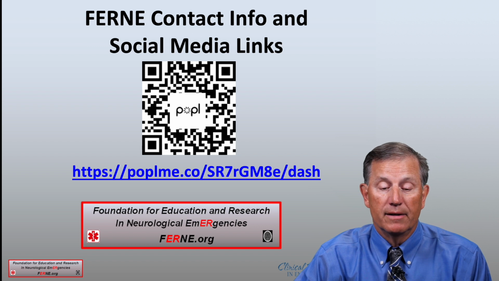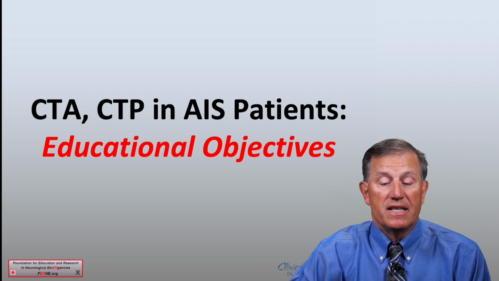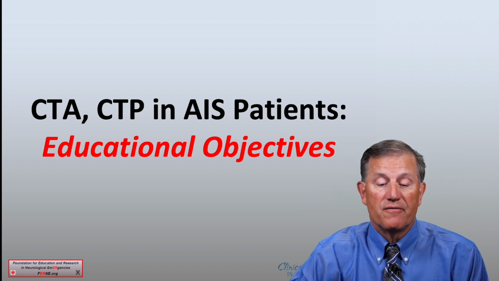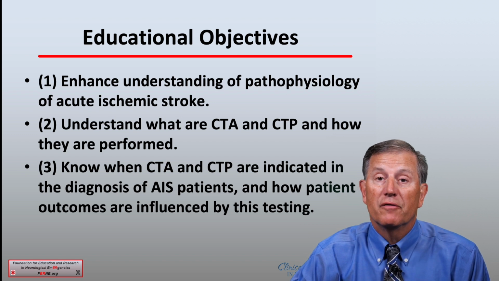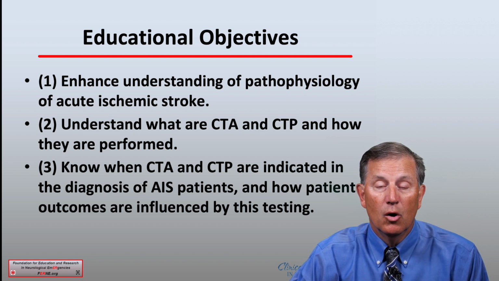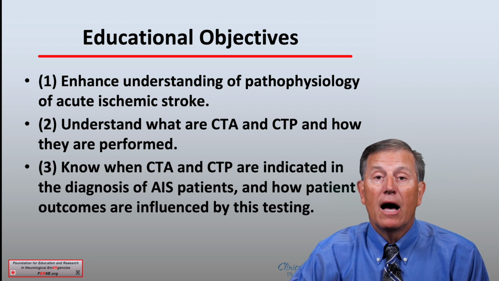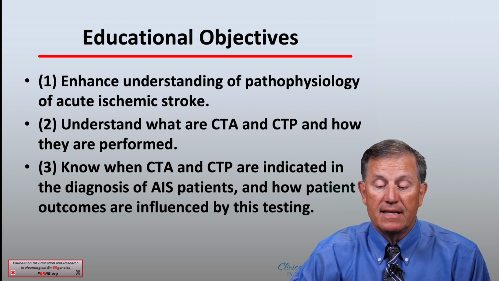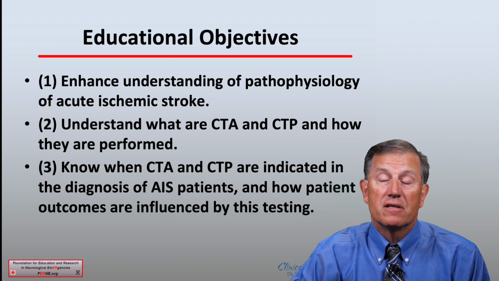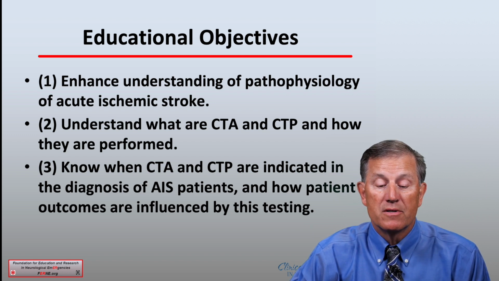Fern.org is our website. The educational objectives as we discuss the use of CT studies in stroke patients are as follows. We'd like to enhance your understanding of the pathophysiology of acute ischemic stroke. We will allow you to better understand what CTA and CTP are and how these tests are performed. We'd like you to know when CTA and CTP are indicated in the diagnosis and management of acute ischemic stroke patients and how patient outcomes are influenced by this testing.